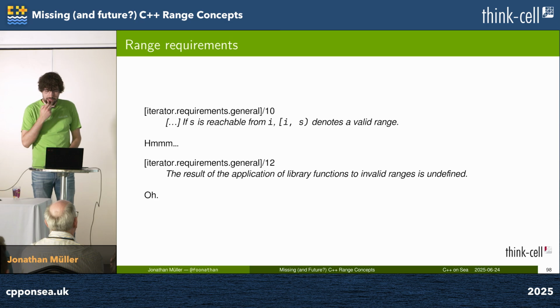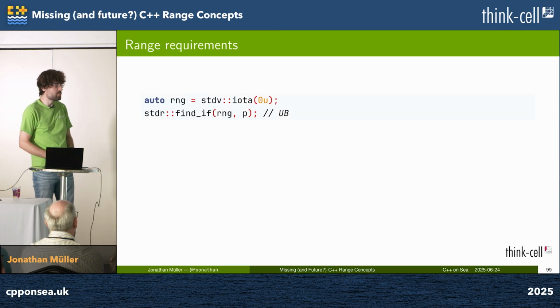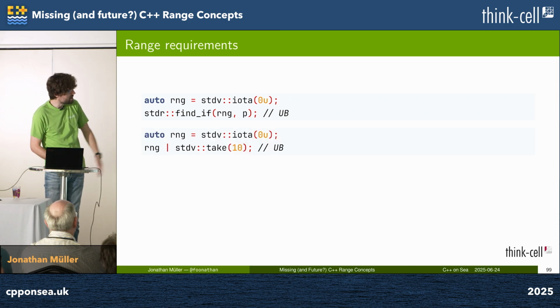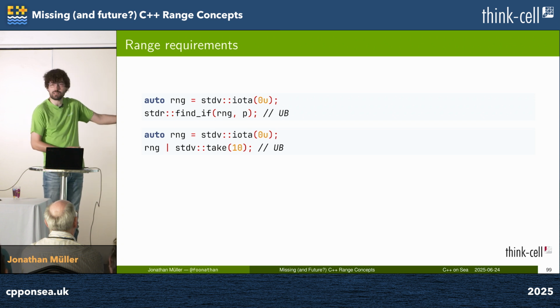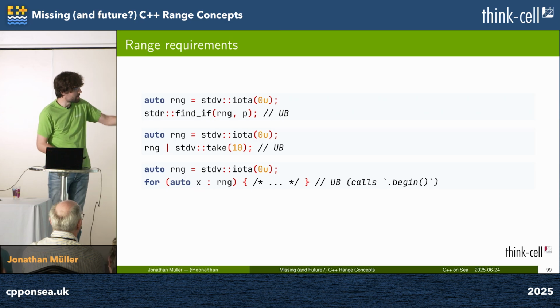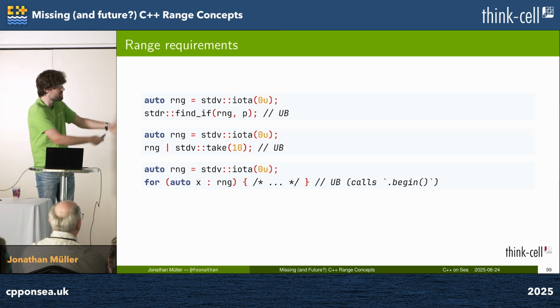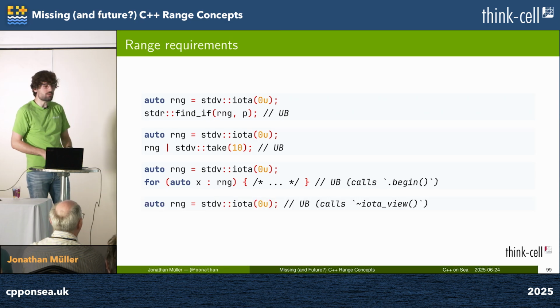Oh, this means that this code is undefined behavior. We're having an invalid range, we're calling a library function on it. It's invalid because it's infinite, undefined behavior. We're having an infinite range, we're calling take on it. This makes it a finite range, but take is a standard library function, undefined behavior. This code, undefined behavior. We're calling a standard library function begin on iota view. This is undefined behavior. It's an invalid range. This code, UB, we're calling the destructor of iota view, undefined behavior.